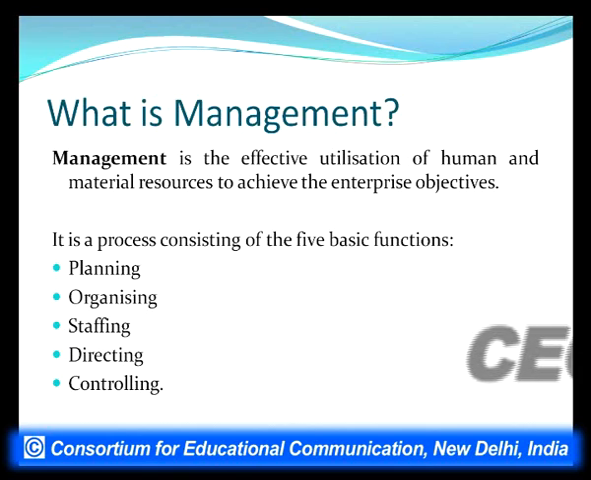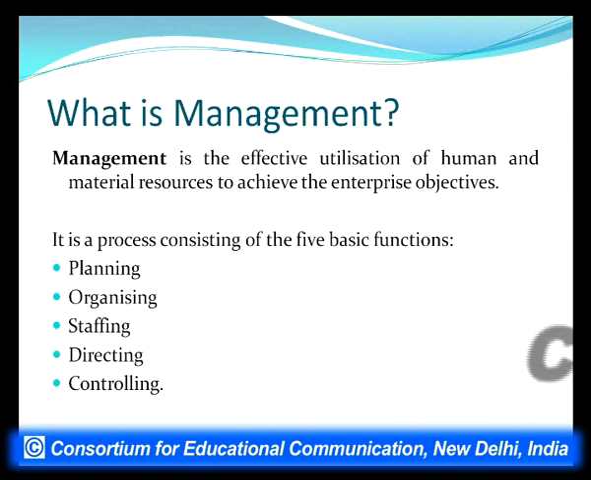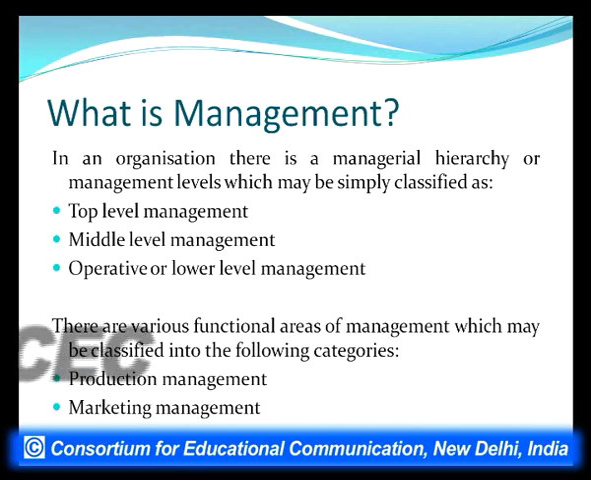First of all, to understand MIS, we must understand the 3 terms: management, information, and system. What is management? Management is the effective utilization of human and material resources to achieve the enterprise objectives. The process of management consists of 5 basic functions: planning, organizing, staffing, directing, and controlling. Besides that, there is a managerial hierarchy in any organization, and this hierarchy can be classified into top level management, middle level management, and operative or lower level management.